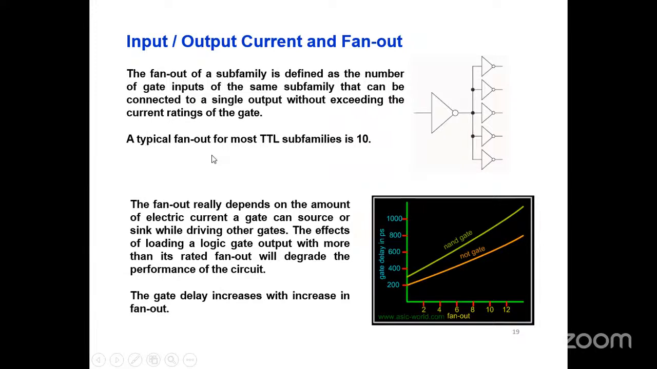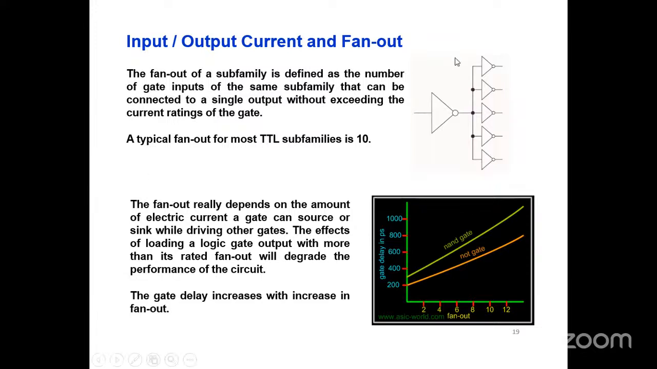This is another diagram for this. The fan out of a subfamily is defined as the number of gate inputs of the same subfamily that can be connected to a single output without exceeding the current ratings of the gate. A typical fan out for most TTL subfamilies is 10.